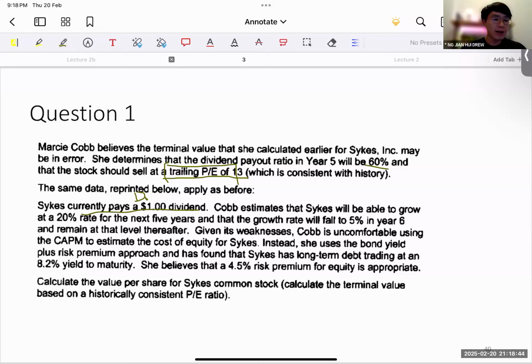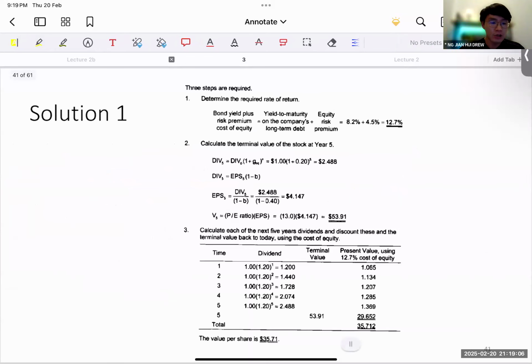So this one, the interesting thing is there is a trailing PE here, which we have to use as our terminal value in a bit. First determine the cost of equity. Cost of equity is quite direct. We know our yield to maturity, just add our equity risk premium. So you get 12.7.